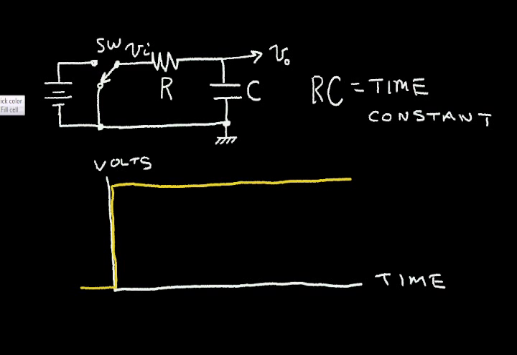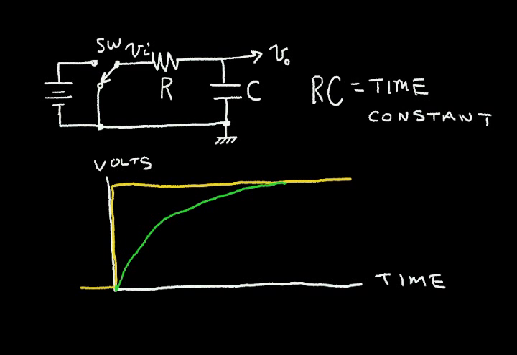Let's examine what happens to the output voltage, VO. So we know that a capacitor resists change in voltage. So at the instant I throw the switch, the capacitor is going to remain at 0 volts. And the capacitor is going to charge up slowly, and it'll approach the Vin rather slowly.